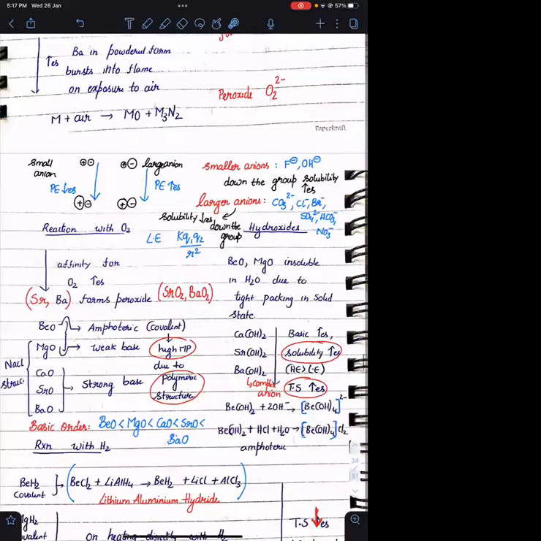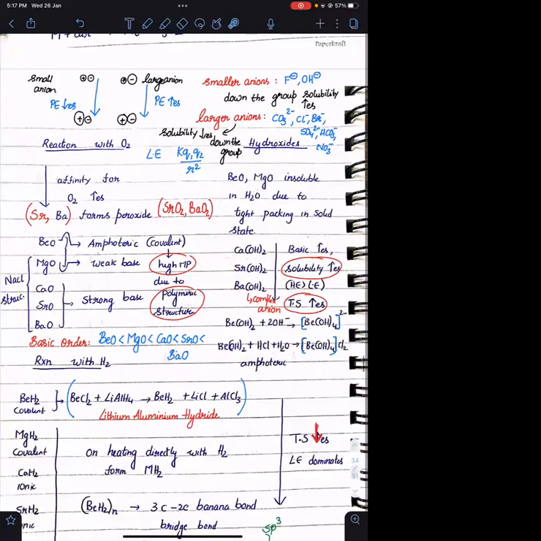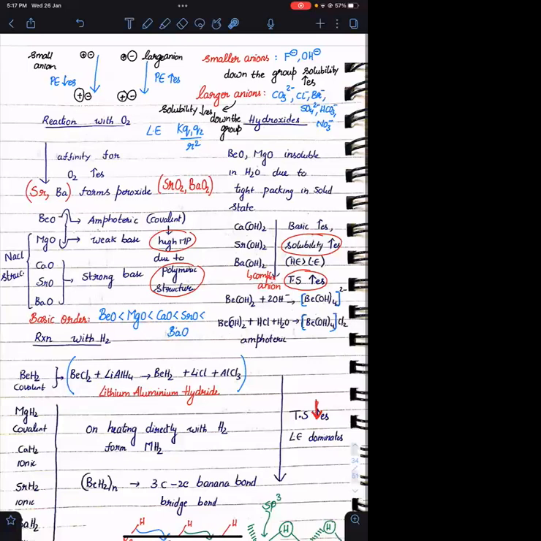Okay. After that, we have seen the reaction with oxygen. And down the group, metallic nature increases. If the metallic nature increases, metallic oxides are basic in strength. Down the group, as metallic nature is increasing, the basic strength is also increasing. So BeO will be less basic when compared to MgO, CaO, SrO, and BaO. In fact, BeO is amphoteric. Amphoteric means it can react with acid as well as base.